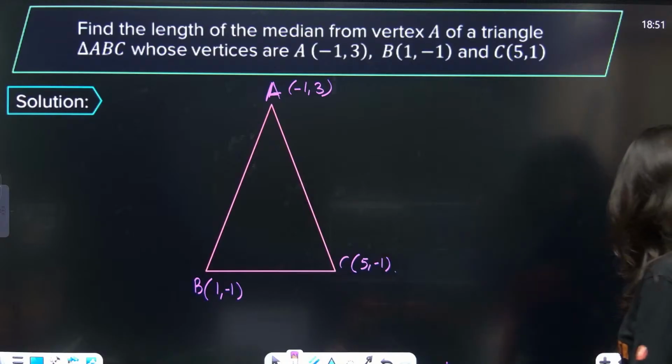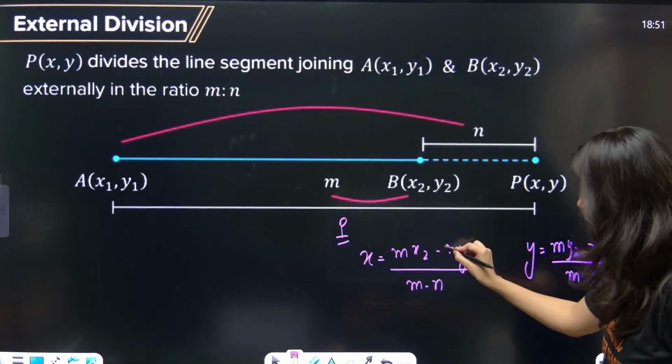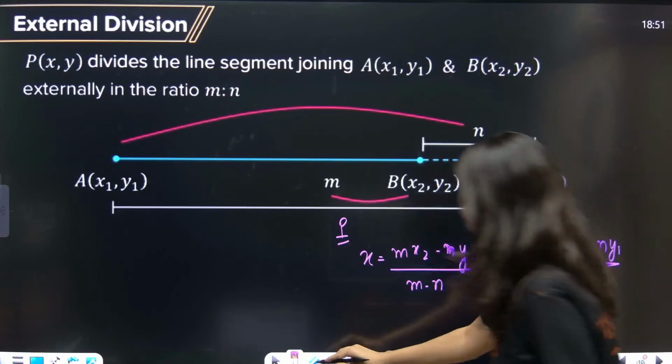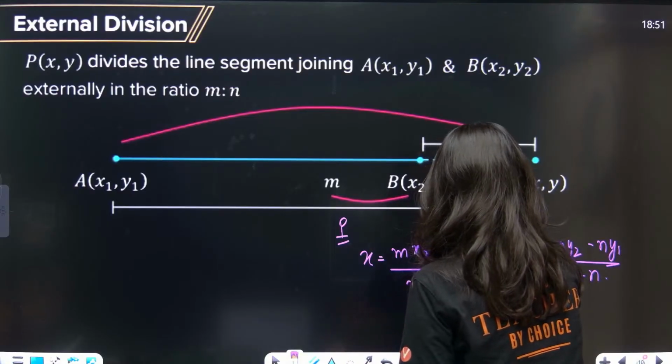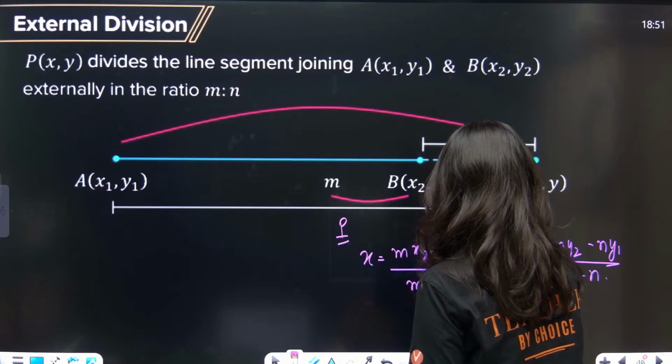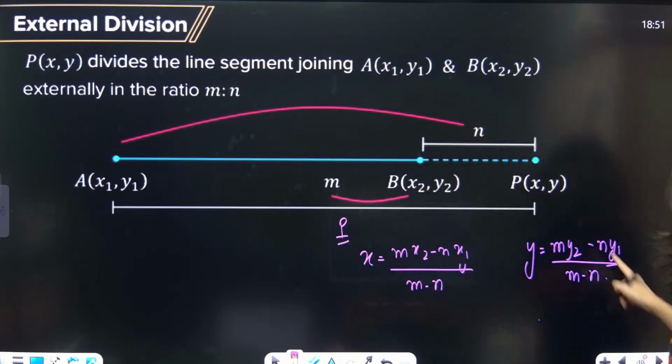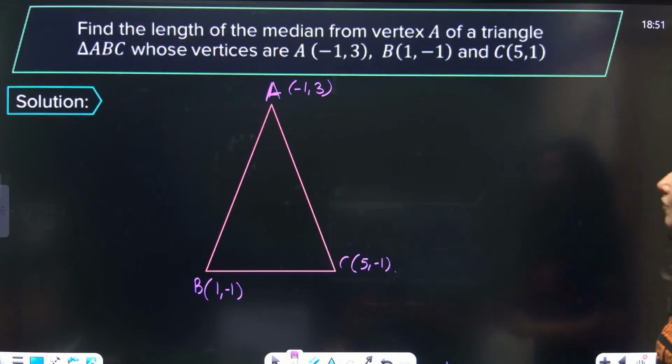Sorry, I have written mx2 minus mx1. No, I have written n. This is n. Okay, I said n. So nx1: mx2 minus nx1, my2 minus ny1. This is the formula. Okay.